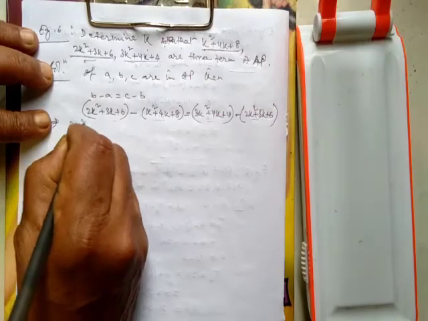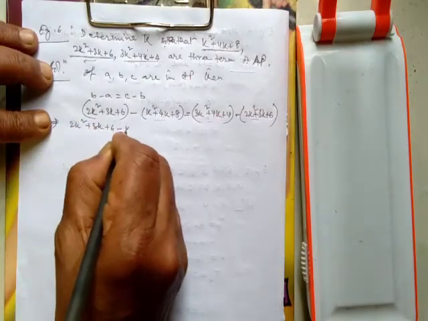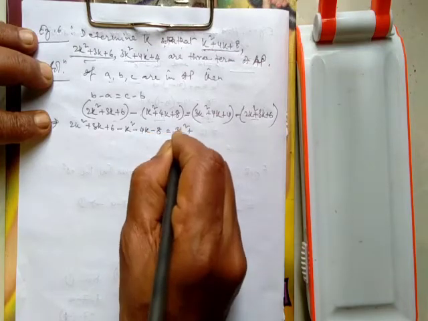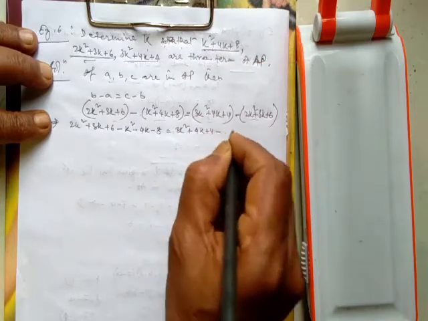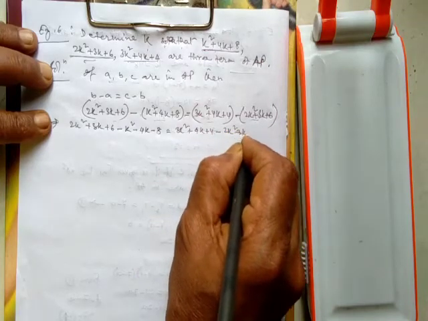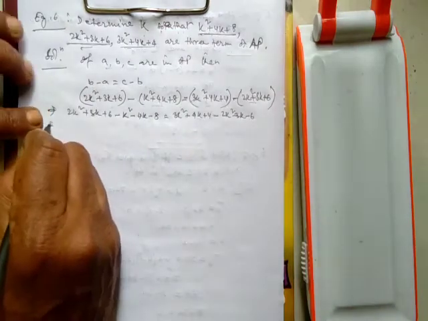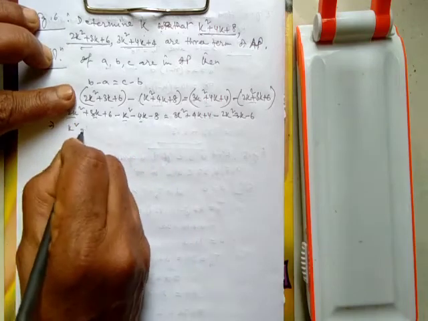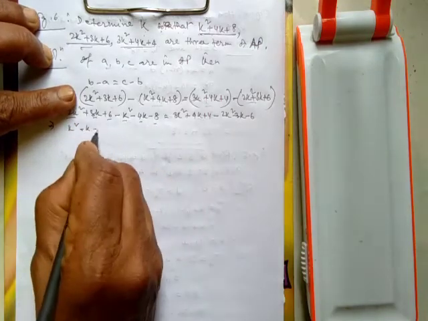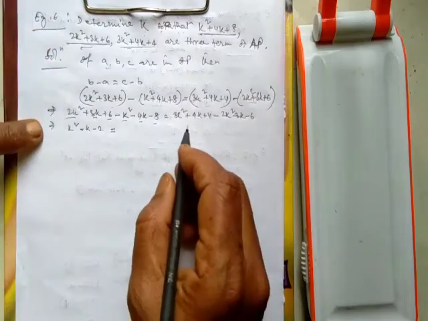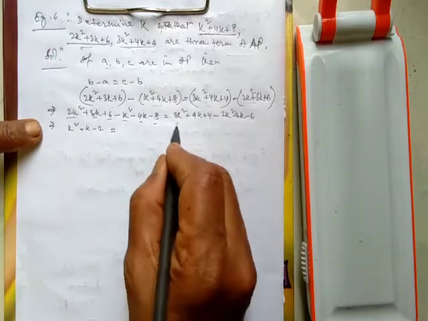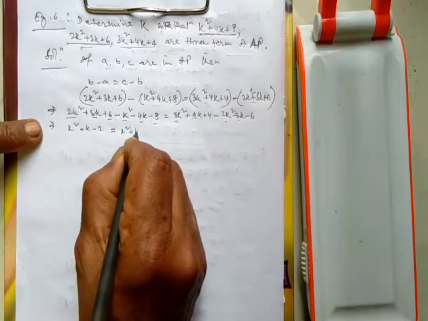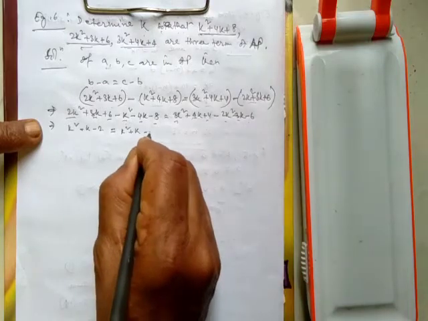This implies 2k square plus 3k plus 6 minus k square minus 4k minus 8 is equal to 3k square plus 4k plus 4 minus 2k square minus 3k minus 6. This implies 2k square minus k square is k square, 3k minus 4k is minus k, 6 minus 8 is minus 2. Next, on the right side, 3k square minus 2k square is k square, 4k minus 3k is k, 4 minus 6 is minus 2.